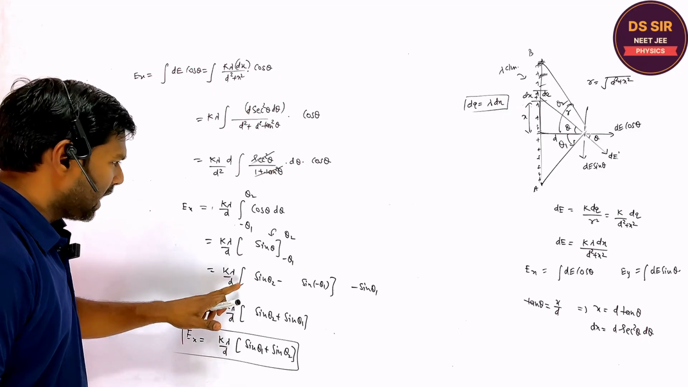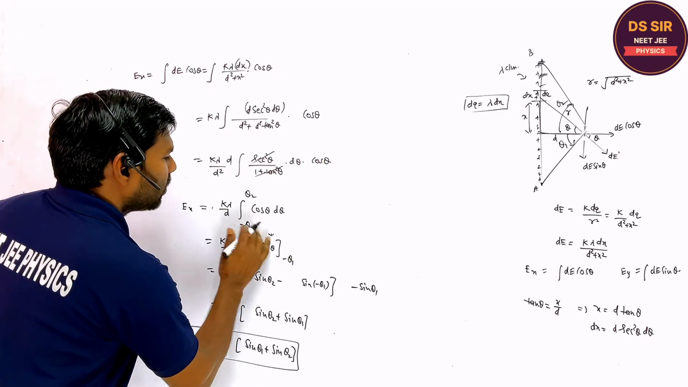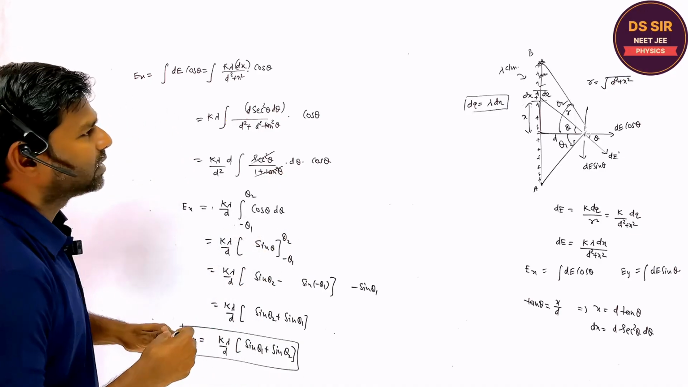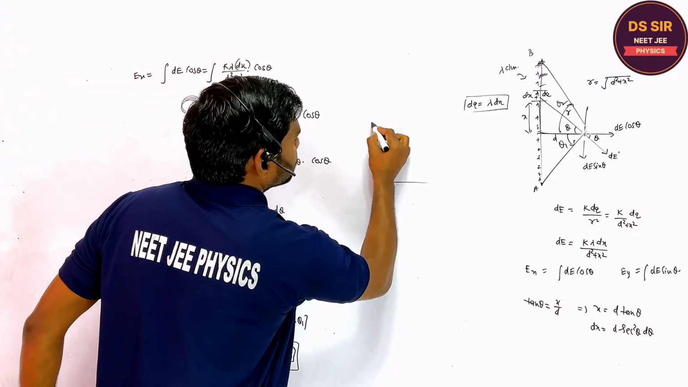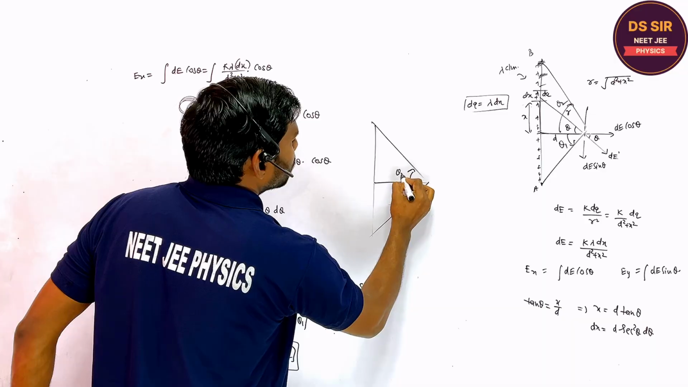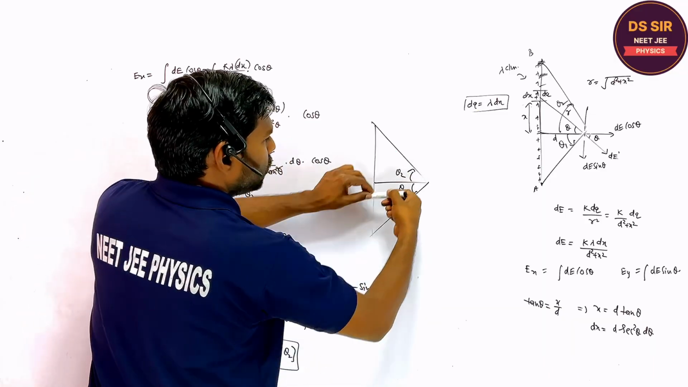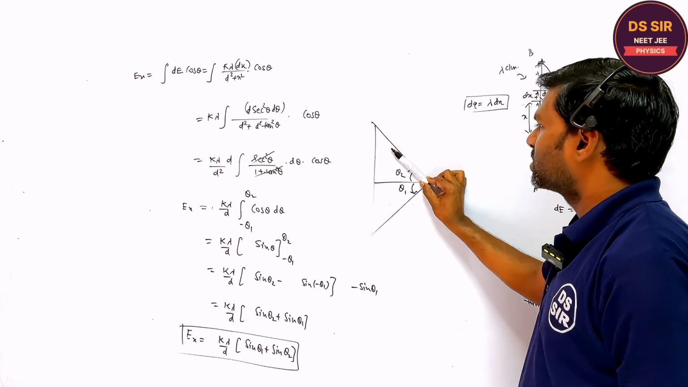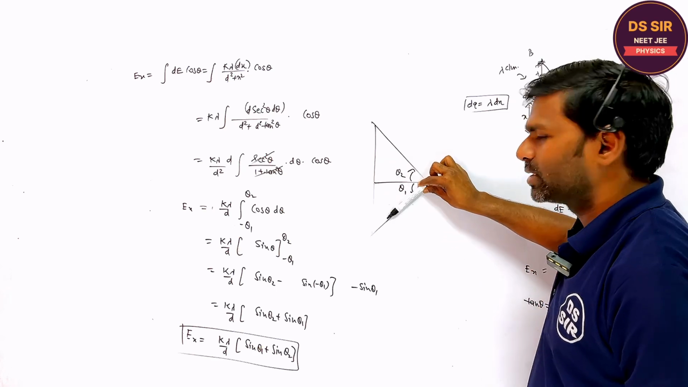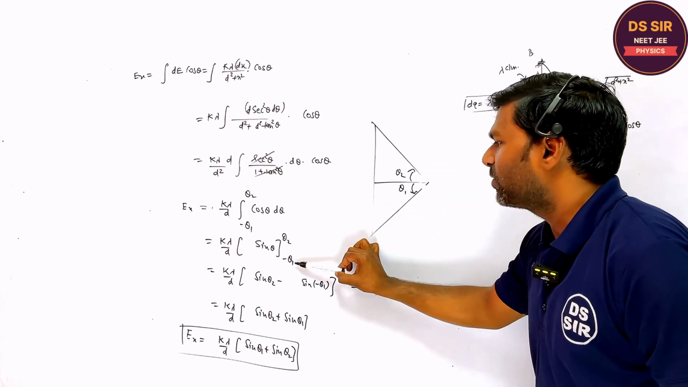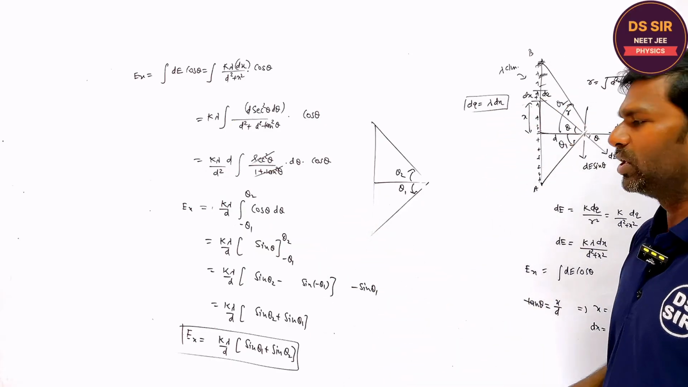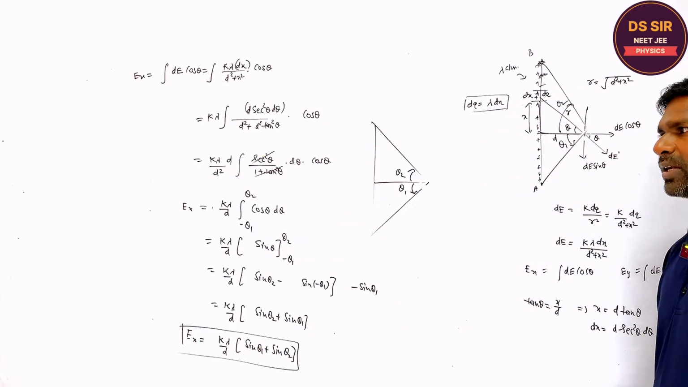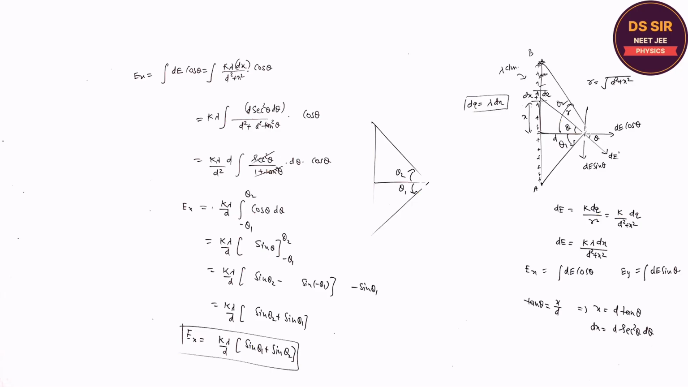Is it clear? I am again repeating the limit. The limit is like this. This is theta 2. This is theta 1. You will assume this is the reference line. The angle is 0. Above this, theta 2. Below this, minus theta 1. So therefore, from minus theta 1 to theta 2 you have to integrate, and you will get the correct answer. Right? Copy this.